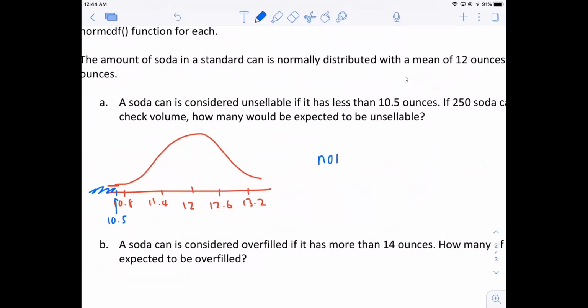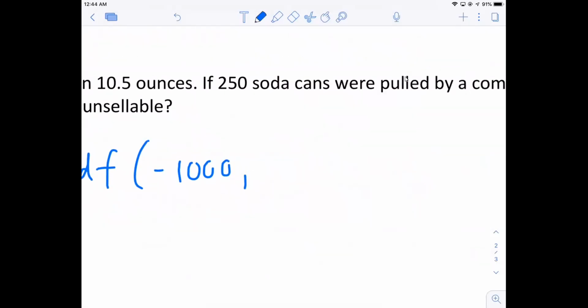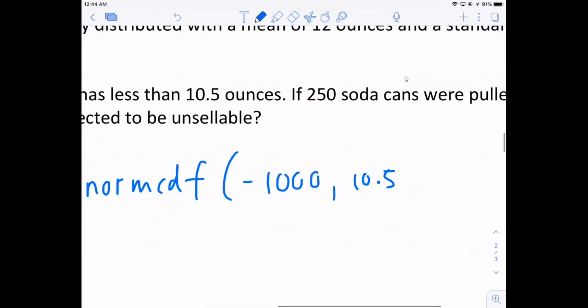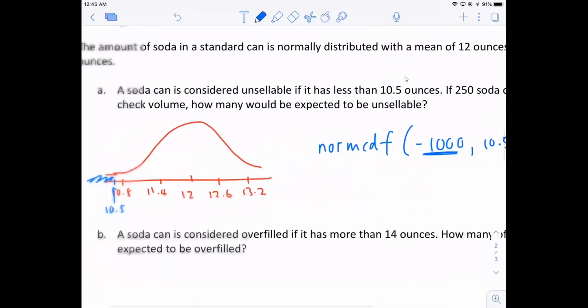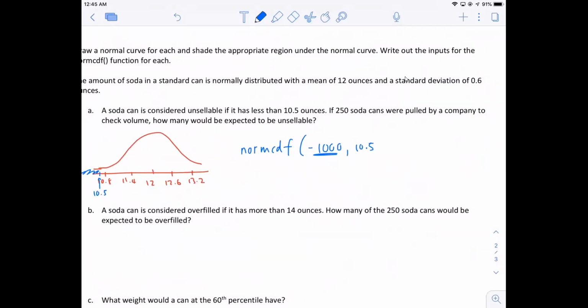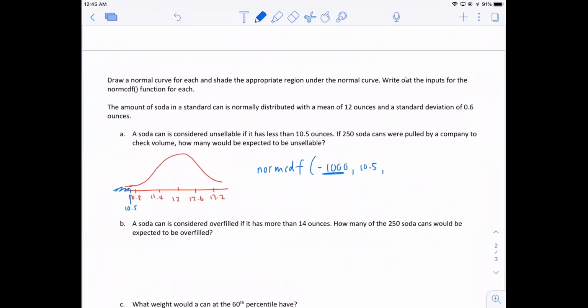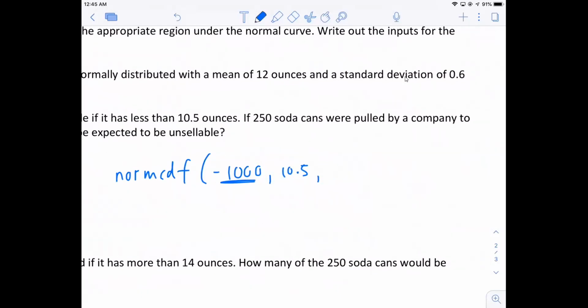To do that, we can use z-scores again. But to keep it simple, I'm just going to use the actual values. So I'm just using -1,000, right? Because if our standard deviation is 0.6, -1,000 is many, many standard deviations below the mean, and all we need is like 5 or more, we said, right? So -1,000 is fine, to 10.5, and mean of 12, standard deviation of 0.6.